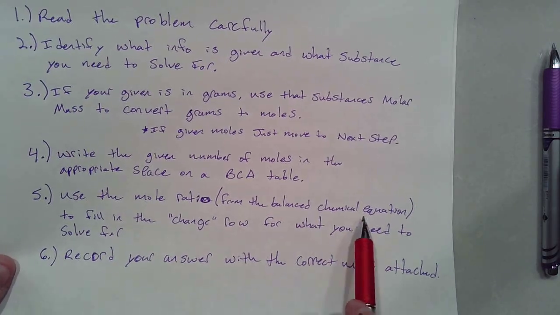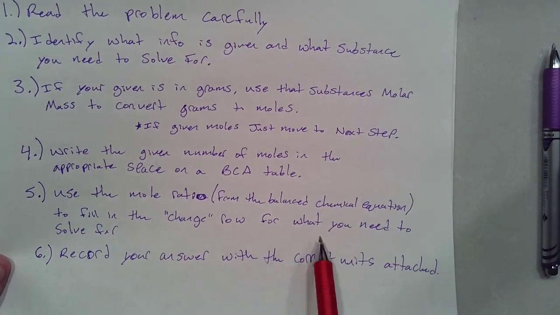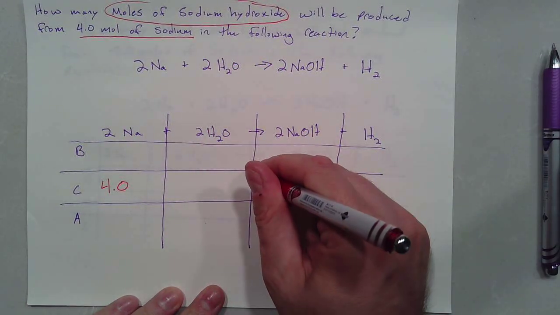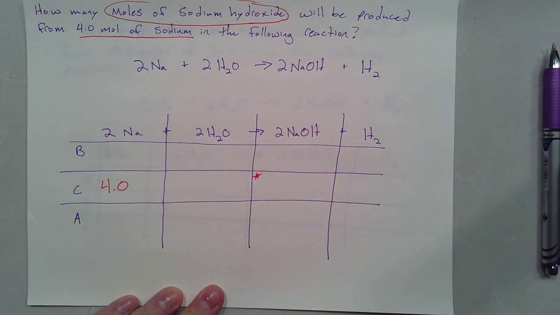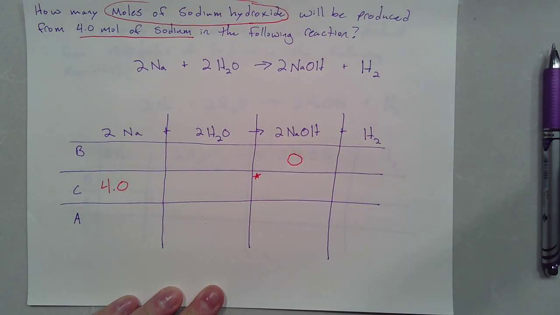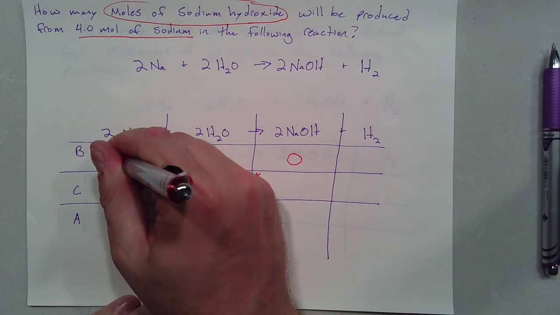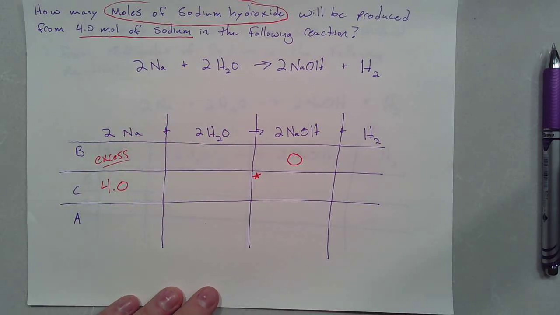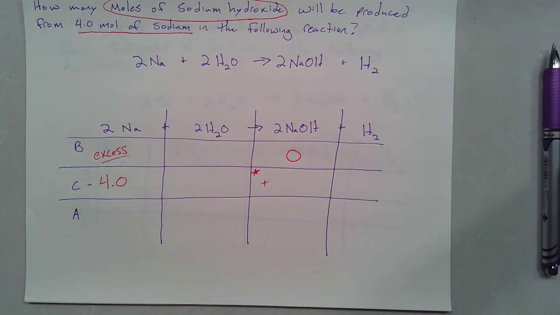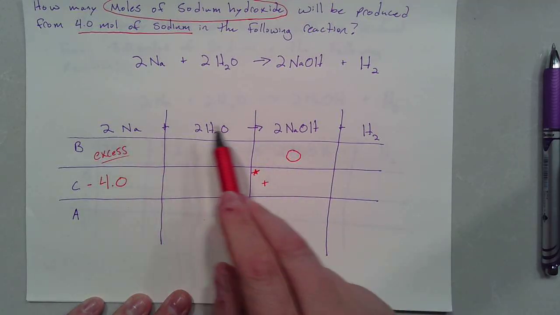Use the mole ratio from the balanced chemical equation to fill in the change row for what you need to solve for. Well, I said I wanted to find out moles of sodium hydroxide, so I'm trying to find this column. I know that I didn't start with anything because it's before this arrow. Okay, we can assume that I had excess of this stuff from what we talked about earlier. This is going to be subtracted. Whatever is here is going to be added. These are all things that I know just from reading the equation and also what I know about chemical reactions. So now I have to use this mole ratio.